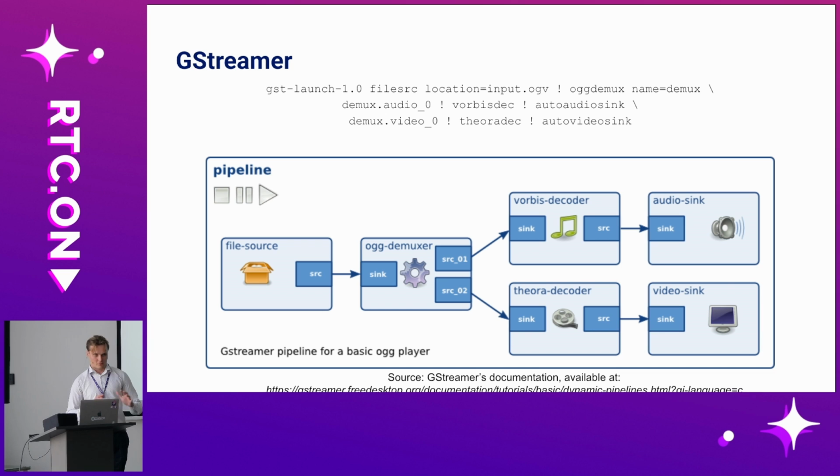So just to give you a view of how such a pipeline can work, here is a very basic, however commonly used, example from GStreamer. We have a file source that reads data from the file system. Then this data is put into a demuxer that separates two tracks, an audio track and a video track. Both these tracks are then put into appropriate decoders. And once we have decoded data, we can play it with an appropriate player, like an audio sink player or a video sink player.